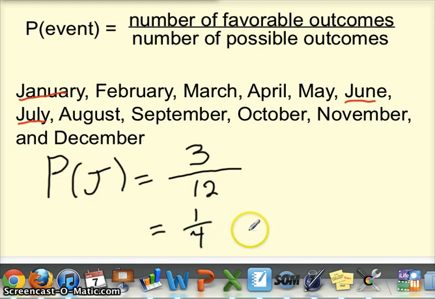Now, when we're dealing with probability, we can denote probability either as a fraction, a decimal, or a percent. So I could have reported this also as a decimal, 0.25, or I could have written this as a percent of 25%.